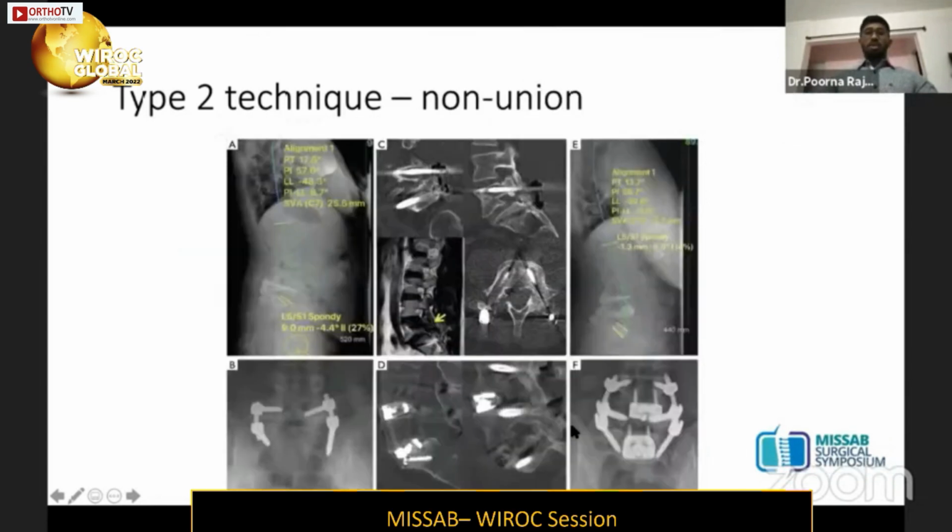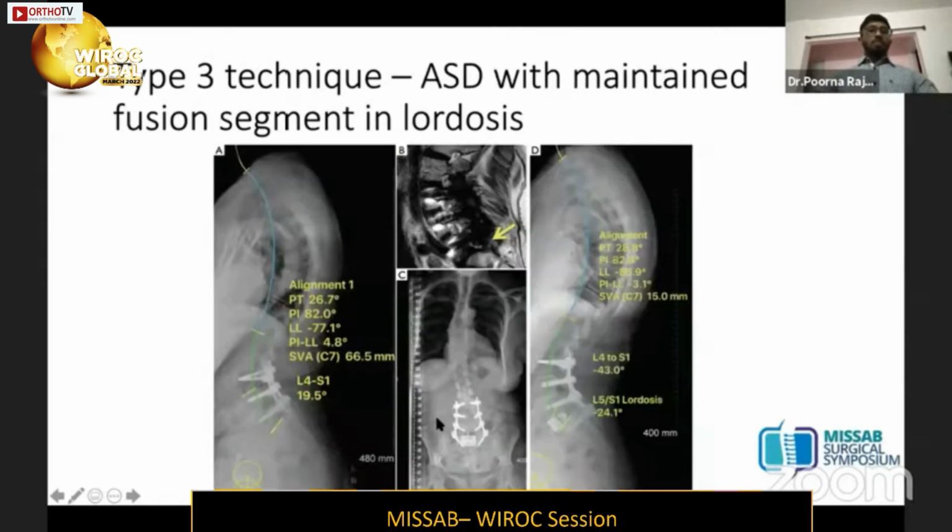This is a type 2 technique. And here is a type 2 technique again, followed for non-union. You can see a translucency around the screw which has already been placed. So they have revised the screw with a greater diameter and done an anterior interbody cage. And this one is an example of the type 3 technique described by them. This is basically an adjacent segment degeneration, with the already fused segment fused nicely in lordosis with good fusion across the segment. So they just want to extend the fusion, and they have extended the fusion.